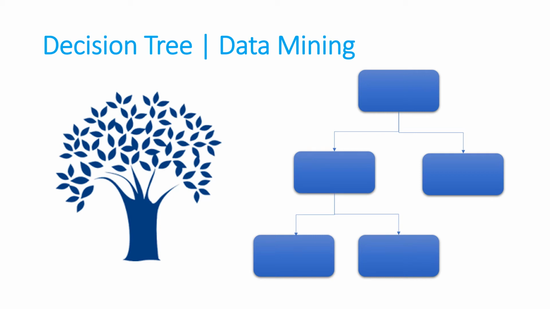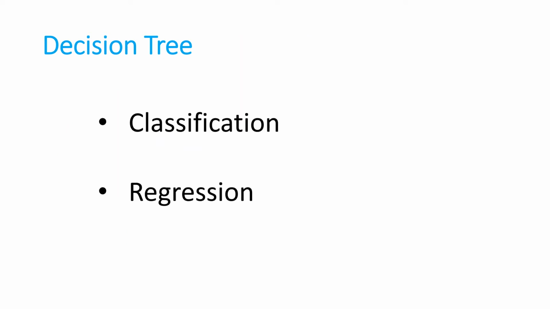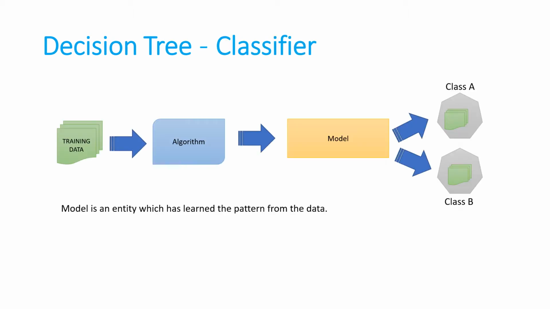Hello everyone. Today we are going to look into what a decision tree is in data mining. The decision tree can be used either for classification or even for regression. It is a very widely used algorithm, and today we are going to focus on classification. Here the decision tree is nothing but a classifier.